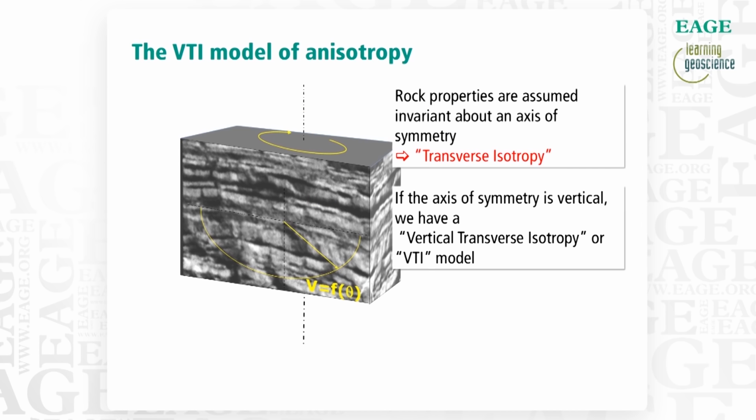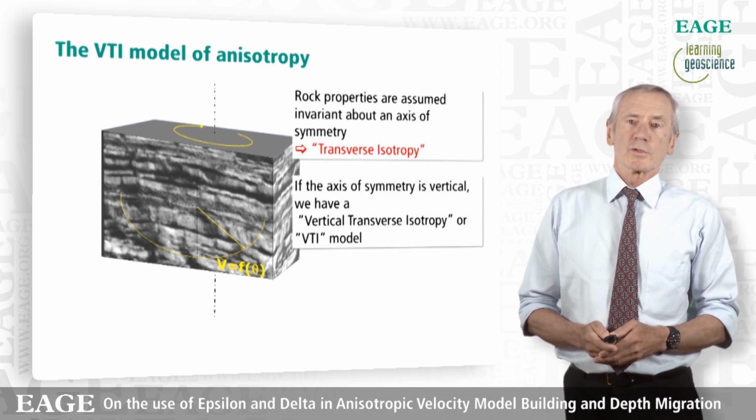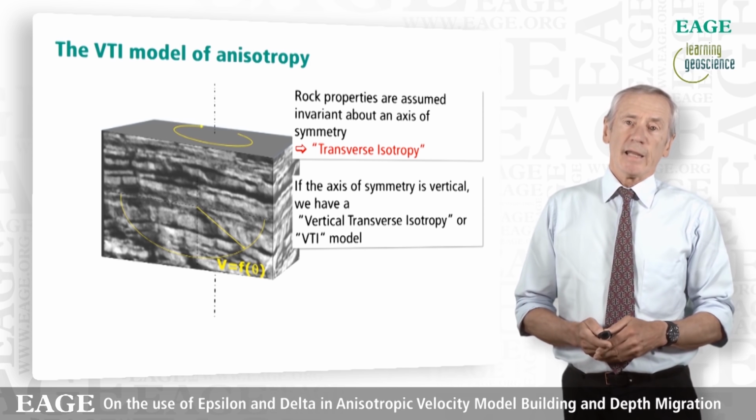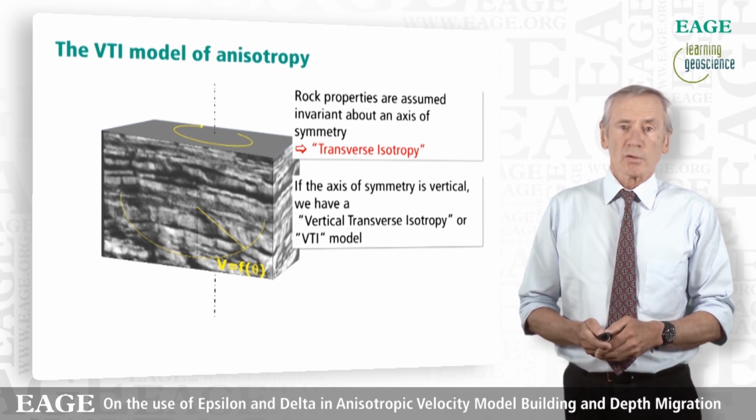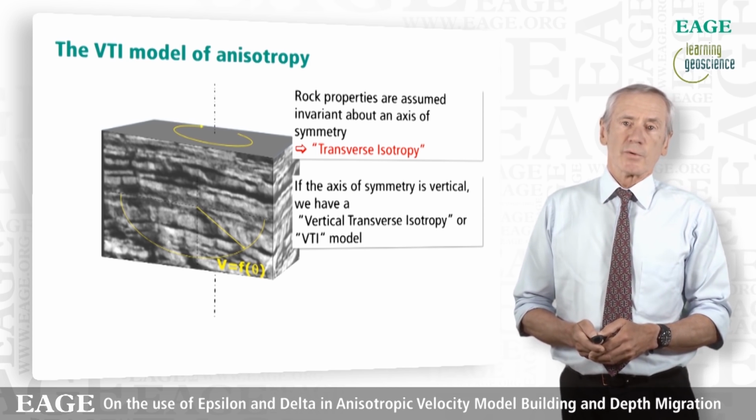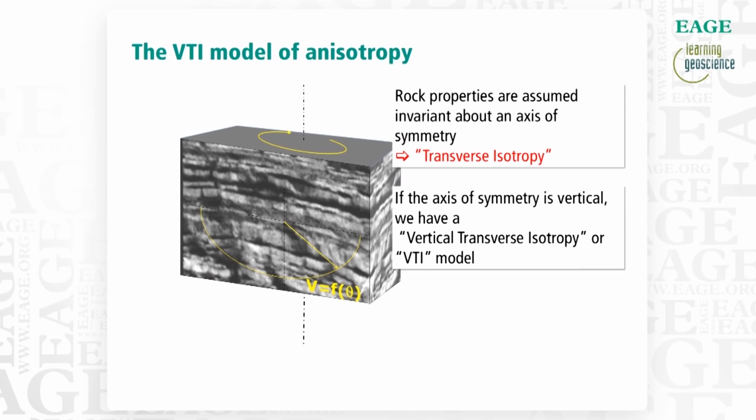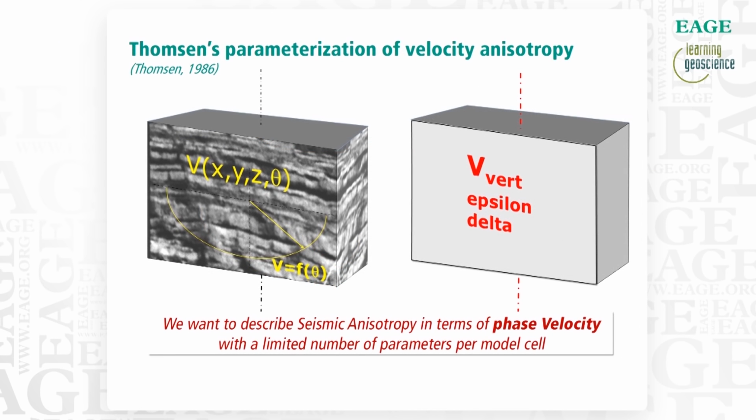One more characteristic is that rock properties are assumed to be invariant about an axis of symmetry. This is what we call transverse isotropy. And if the axis of symmetry is vertical, this is what we call vertical transverse isotropy, or VTI, or the VTI model. So we need to describe this anisotropy in our models.